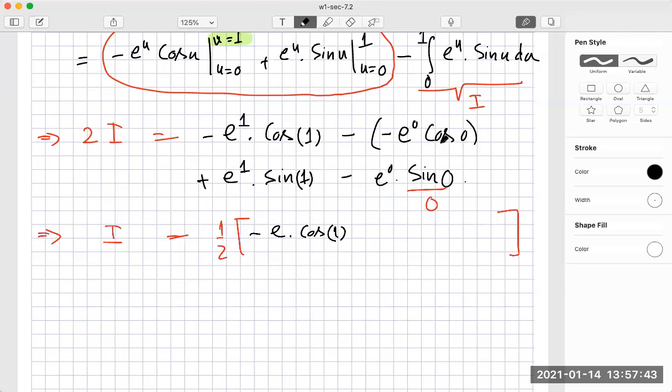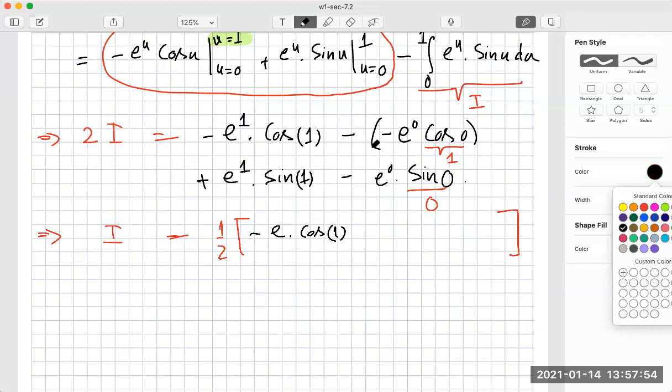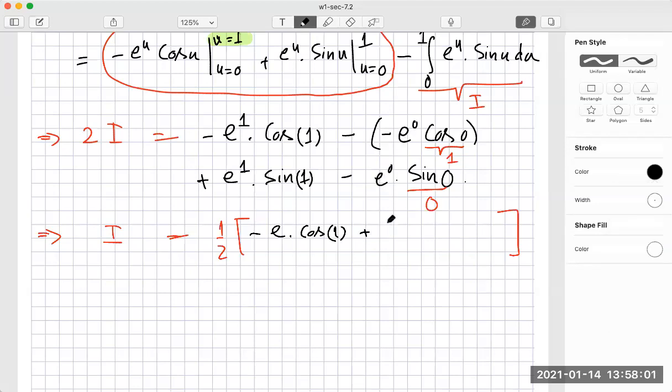This guy, what is the value of cosine 0? Very good. So it will be, yeah, negative of negative gives us a plus sign. Plus e to the 0 will be, very good. This guy, that's it, right?